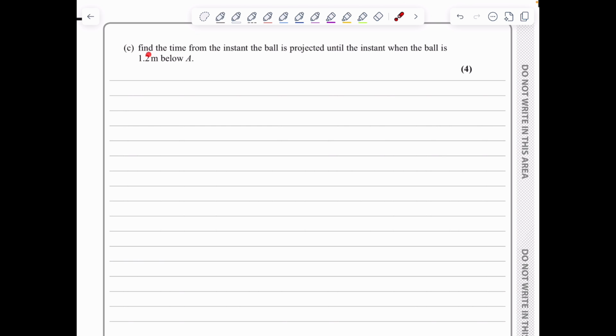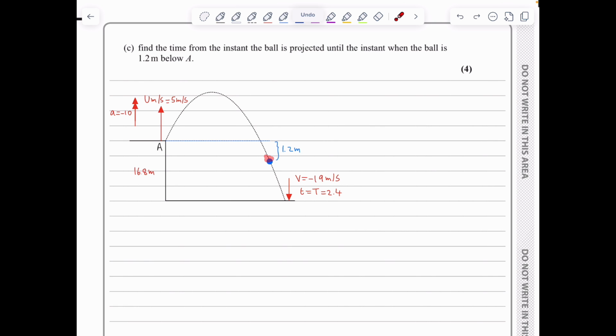Now in part C, we need to find the time from the instant the ball is projected until the instant when the ball is 1.2 meters below A. So if we look at the diagram again, we are 1.2 meters below A, so somewhere here. So at this point, the displacement is negative 1.2. I'll be using s is ut plus a half at squared. So we've got minus 1.2 being equal to 5 times t plus a half times the negative 10 t squared. This leads to negative 1.2 being 5t minus 5t squared.